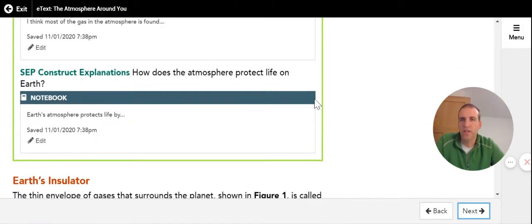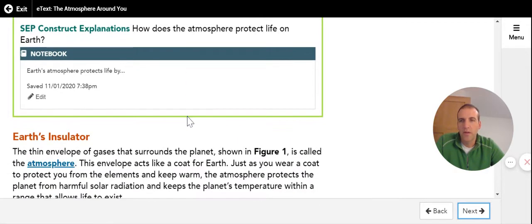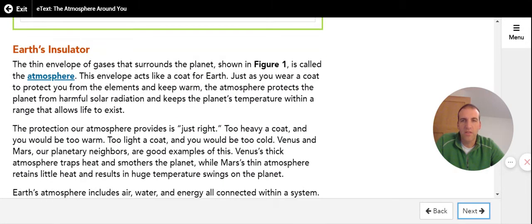The second question asks you, how does the atmosphere protect life on Earth? And so you could answer this one with a sentence that starts with, Earth's atmosphere protects life by, and then you could list some ways that you think that the atmosphere protects life on Earth. If you are looking for more information on this question, the reading that follows this does give you some good ideas that you could include in your answer for that second connect it question.